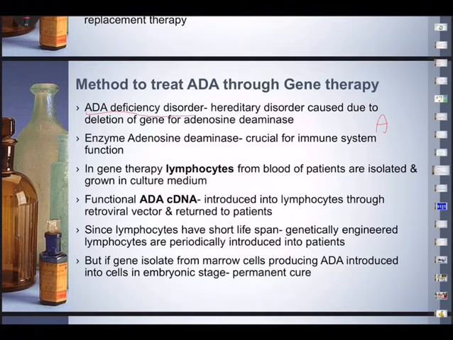This is the problem. However, if the isolated gene from the bone marrow cells producing ADA is introduced into the cells at an early embryonic stage, see, this is important, early embryonic stage, it can be a permanent cure. That is the greatness of biotechnology.